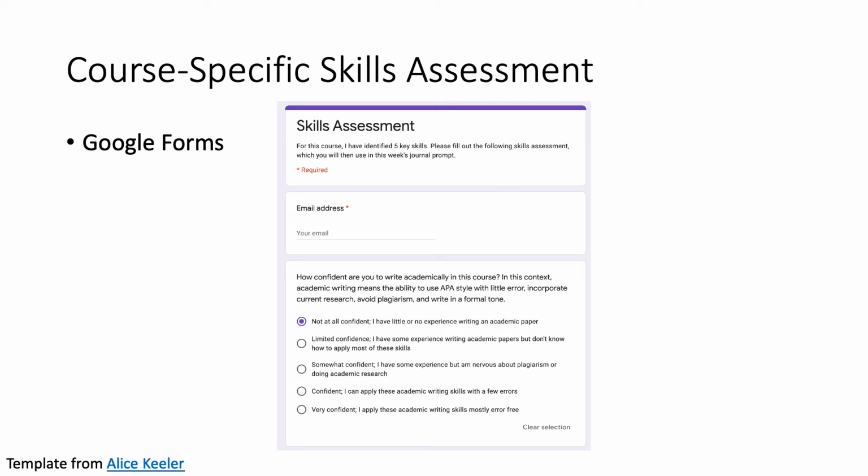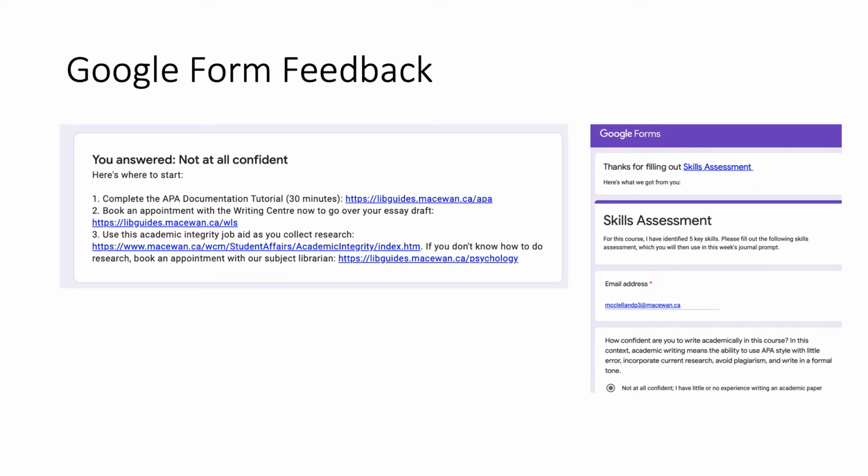And so as you'll see on the form on screen, students are introduced to the skill assessment, they provide their email address, and then they have the first skill question in which there's different ratings that they can give. So if students answer that they're not at all confident, then this is what is presented below. So it's a branching style Google Form, and I used the template from Alice Keeler, not the content, but the template itself. So then once students rate their confidence level, they get the next steps.